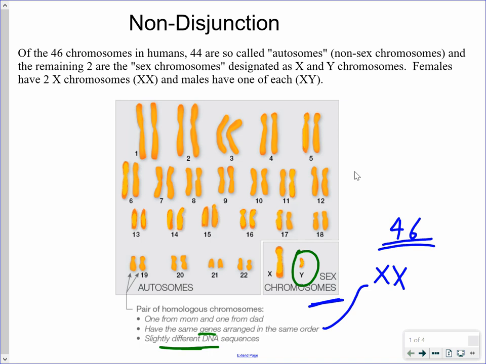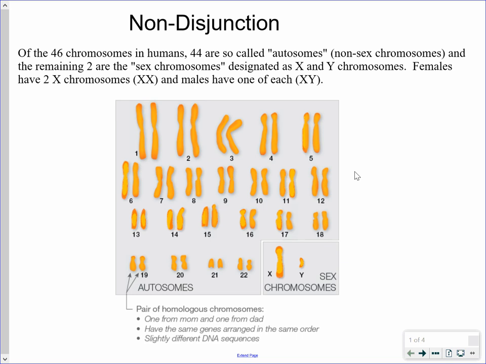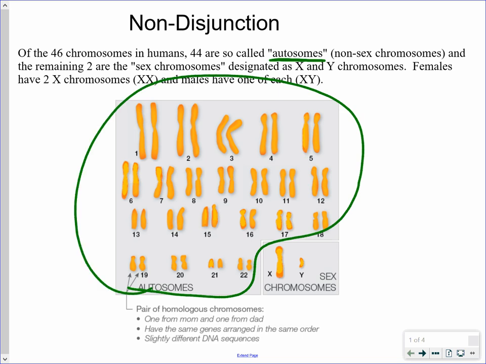I also have at the top here that when we're talking about all of those chromosomes except for the sex chromosomes, those are referred to as the autosomal chromosomes or the autosomes. So all of these ones here that I'm circling, it's 44 in total, and those are going to be the autosomal chromosomes, and the other 2, once again, they're just referred to as the sex chromosomes.